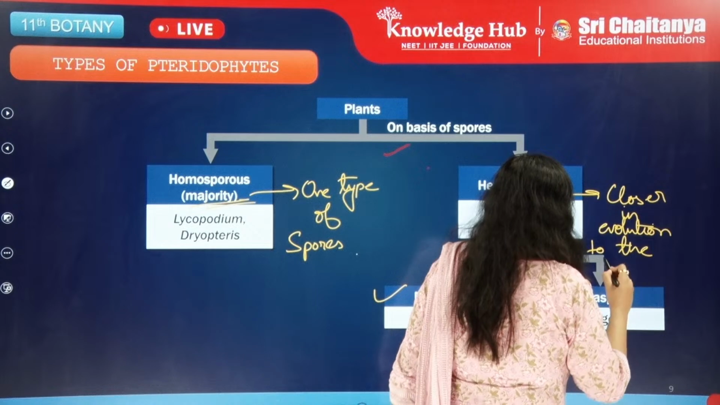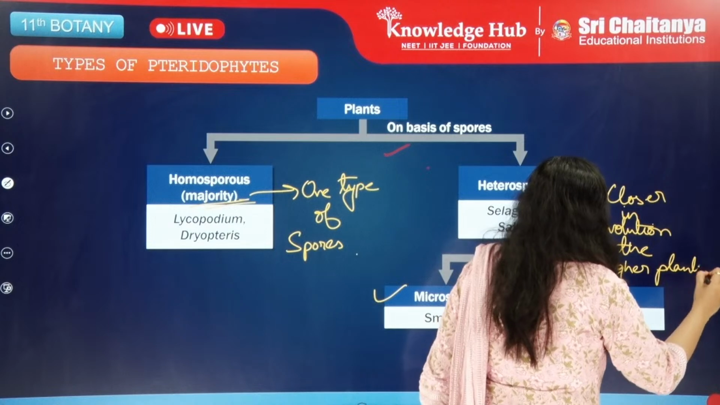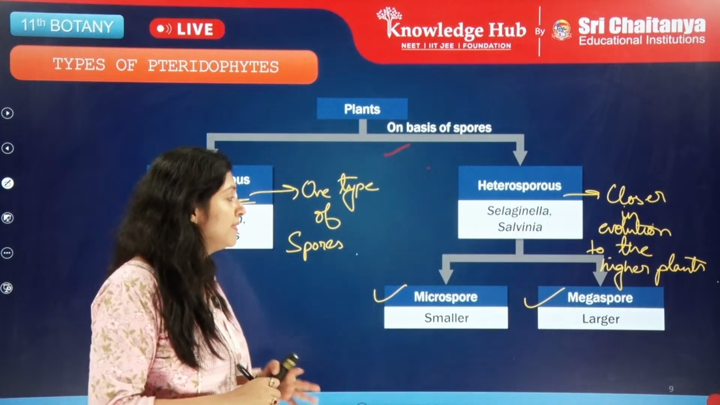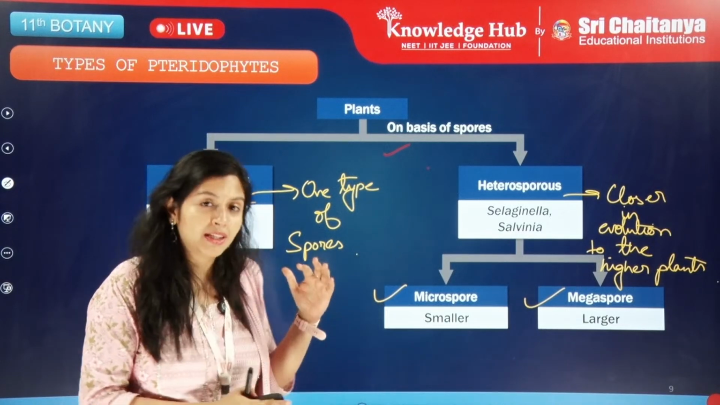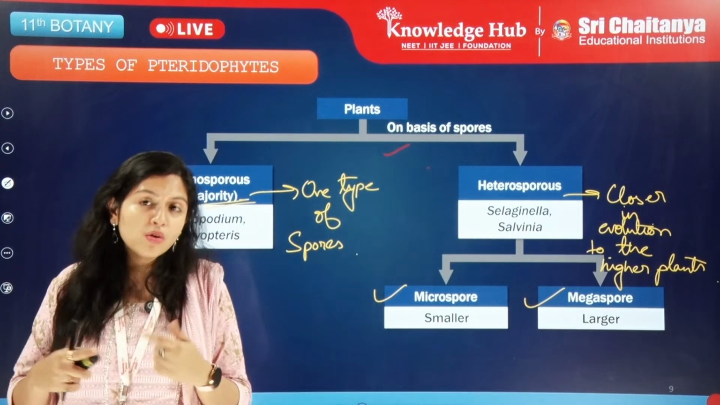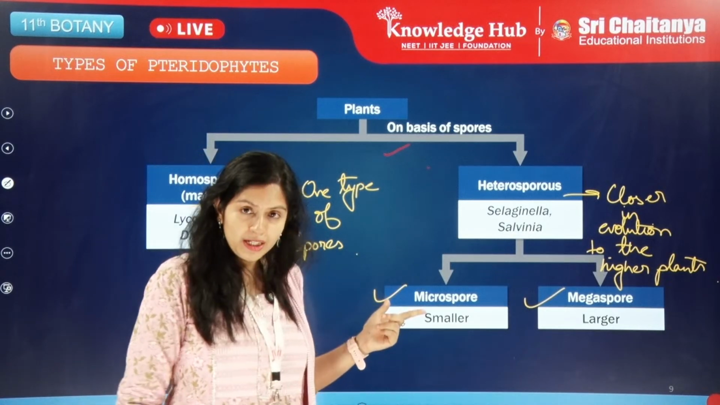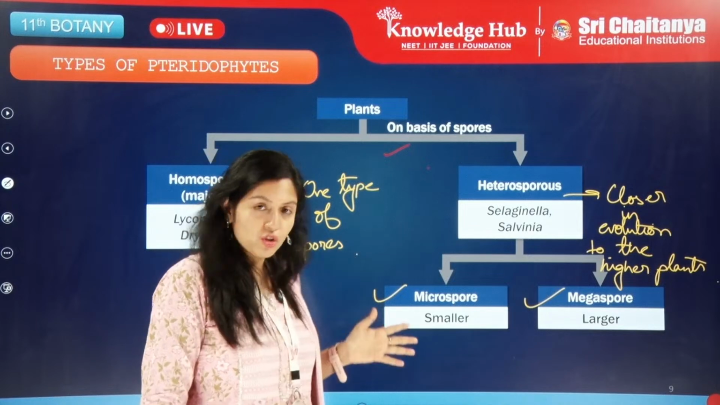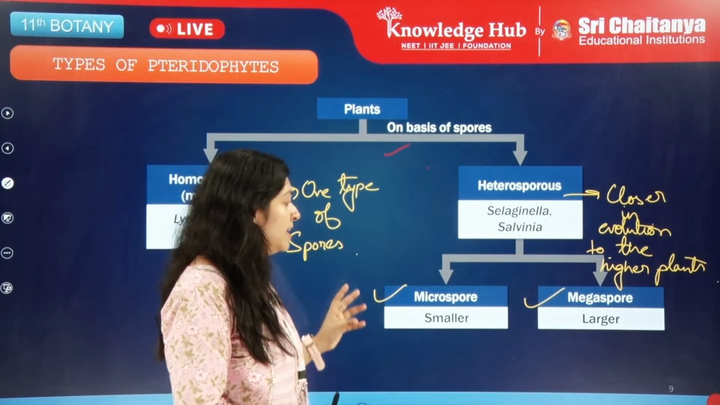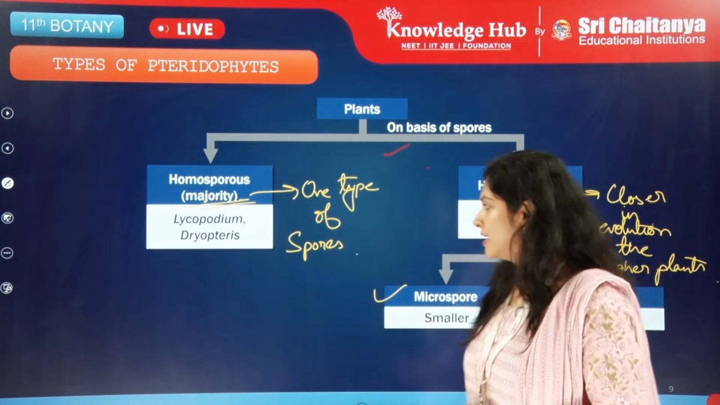In higher plants, you will see two different types of gametes. One of them is the male gamete and the other is the female one. The female one will be the larger one, and the male gamete will be smaller. Here we have an almost similar kind of principle. Here we have heterospory, with the microspore being the smaller one and the megaspore being the larger one. Fine. Okay, let's see the next type.